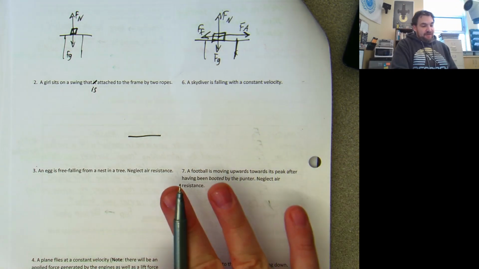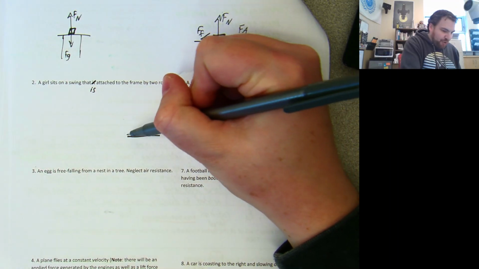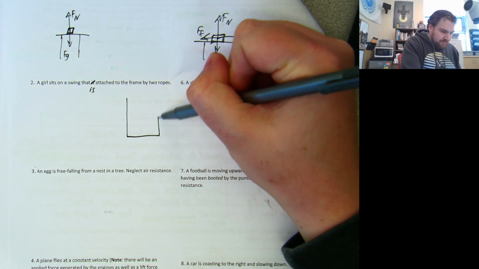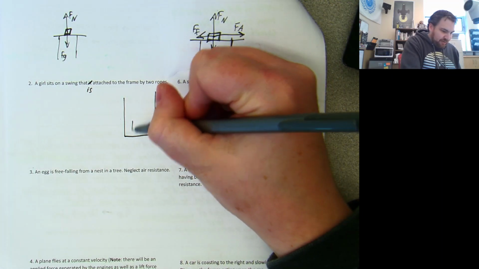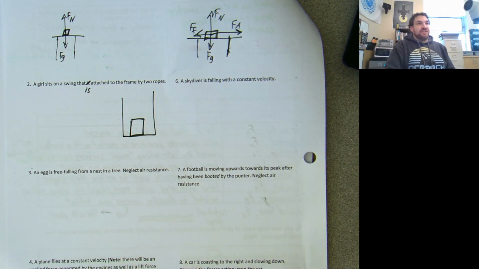If you do it this way, there's my swing attached by ropes, and here's the girl. There she is. You do not have to get more artistically involved than that. You can assume people are blocks in physics. In fact, I encourage it.